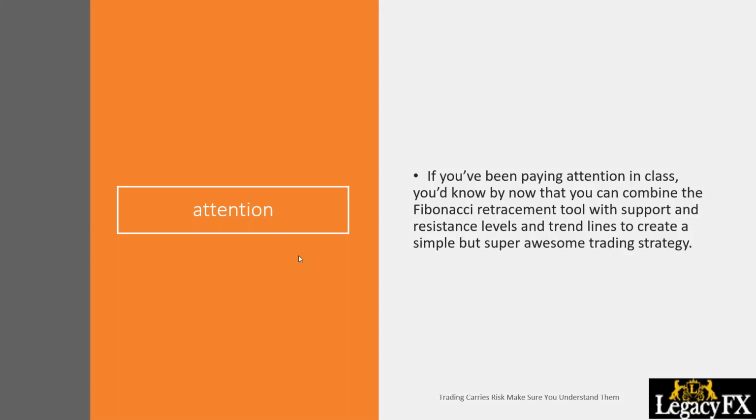So if you've been paying attention in class, you'd also know by now that you can combine the Fibonacci tool with support and resistance levels and trend lines to create a simple but super awesome trading strategy. These three pieces of information that are very simple to access and put on your charts will at least tell you whether you should be buying or selling an asset. So basically, we're looking for something that's going to filter out all the other garbage, all the other assets, and only give us high probability trades that will have high probability of success.